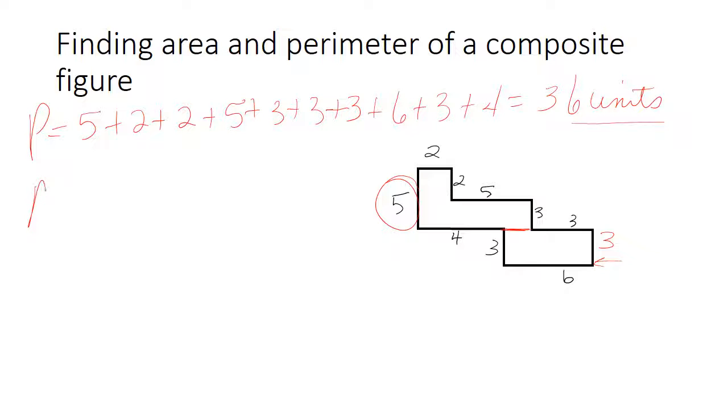So for area, the best way to do it is to split it up into smaller rectangles because you can't multiply 5 times 2 times 2 times 5 times 3 times 3 times 3 times 6 times 3 times 4 and find the area. If you find the area of the smaller rectangles, you can find the area of the whole thing by adding them together.